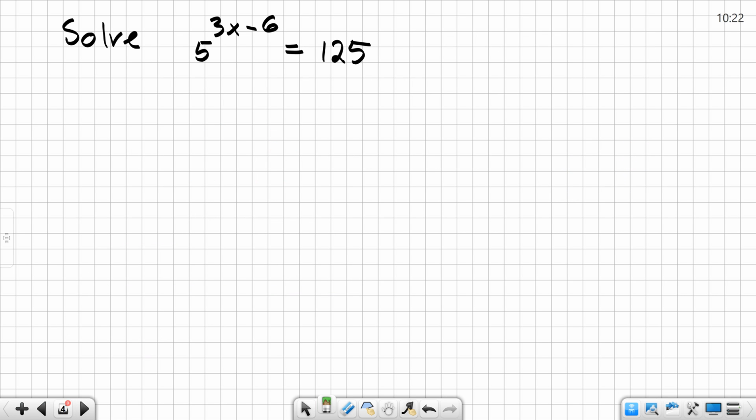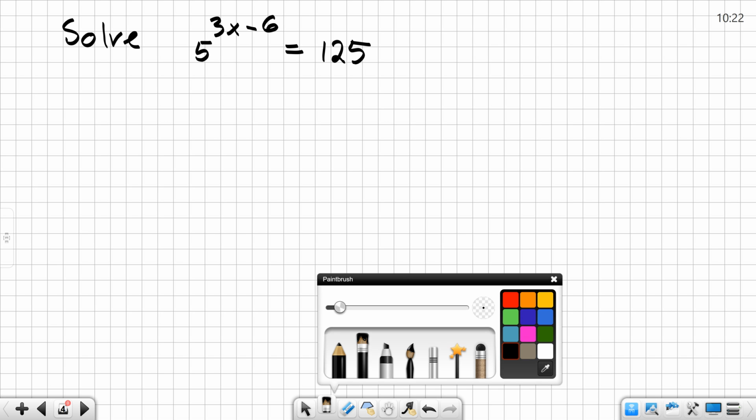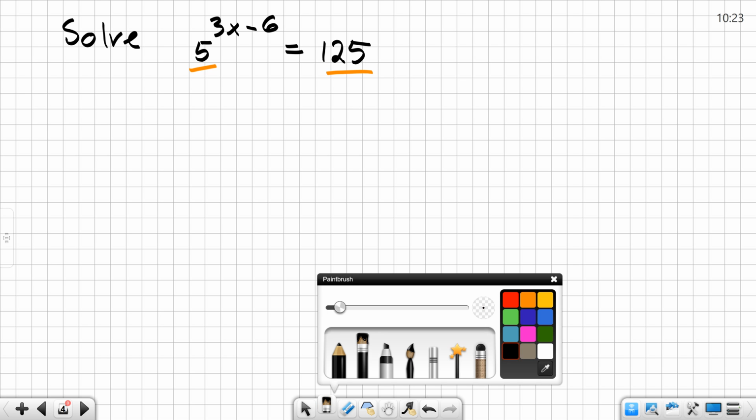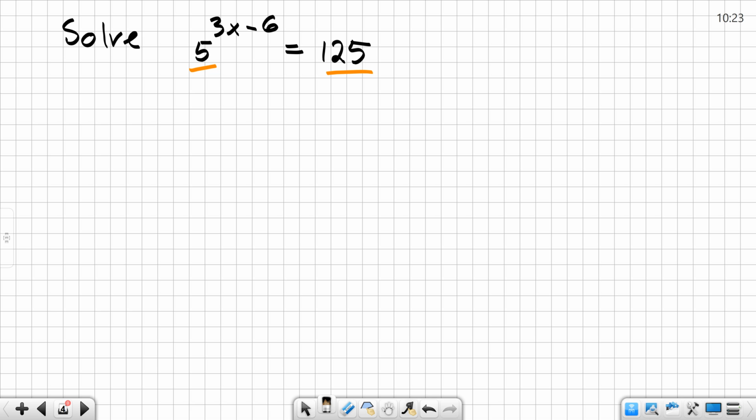Let's go ahead and do one. We want to solve 5 raised to the 3x minus 6 is equal to 125. Now, I'm going to have to be able to look at the number 5 and the number 125, and I have to identify both numbers in such a way that they are powers of the same base. 125 is nothing else but 5 raised to the third power. This is a perfect cube.